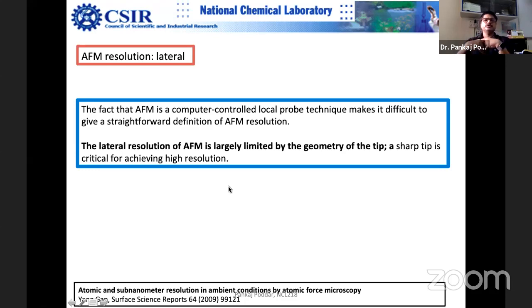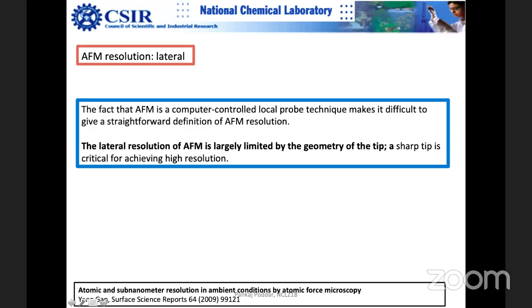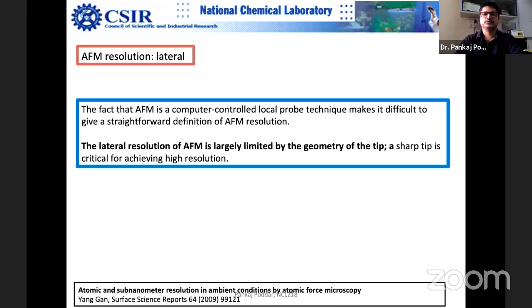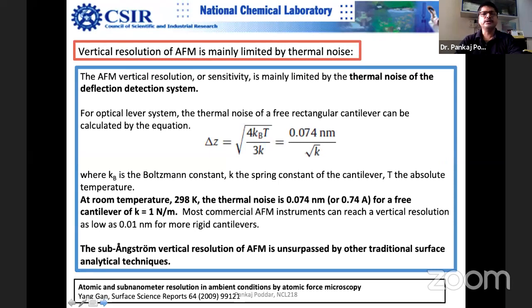So lateral resolution is largely limited by the geometry of the tip. All of us know that a sharper tip gives you higher resolution. It depends upon the geometry of the tip as well as on the surface roughness, both. So what do we mean by surface roughness? That is the topic of Saturday when I teach you the image analysis. And vertical resolution is limited by thermal noise. Now, what is the thermal noise?